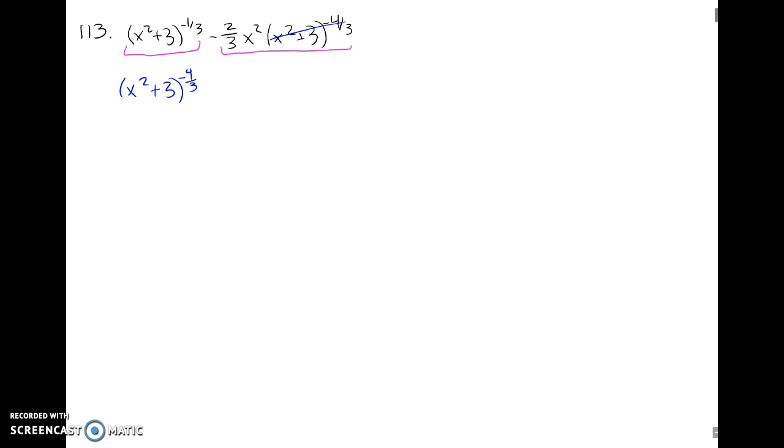Okay, it's gone from that term, and then you're going to subtract the exponent, so negative 1/3 minus negative 4/3 turns into a plus. 4 minus 1 is 3, so this is 3/3. So this one just becomes x squared plus 3 to the first power.